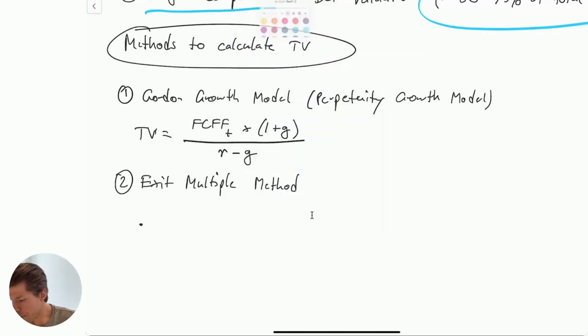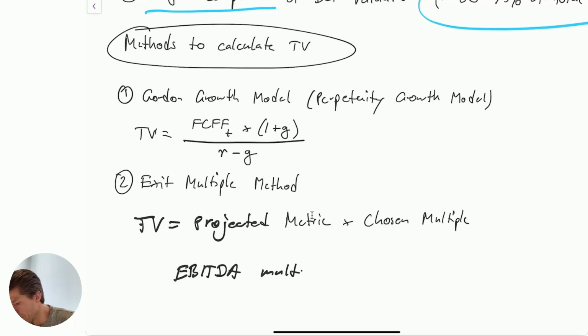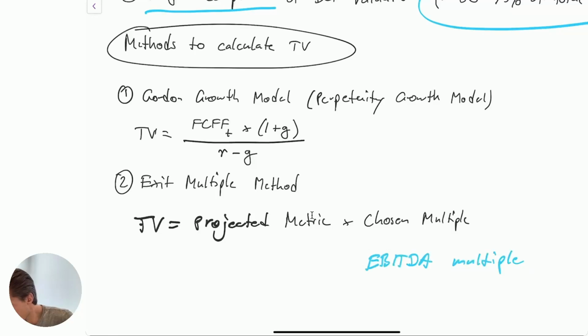So the formula would be your terminal value equals projected metric times chosen multiple. Let's assume we use an EBITDA multiple. That's your multiple, and then your metric is as well EBITDA. Then you have your terminal value. I will show you how to do that.